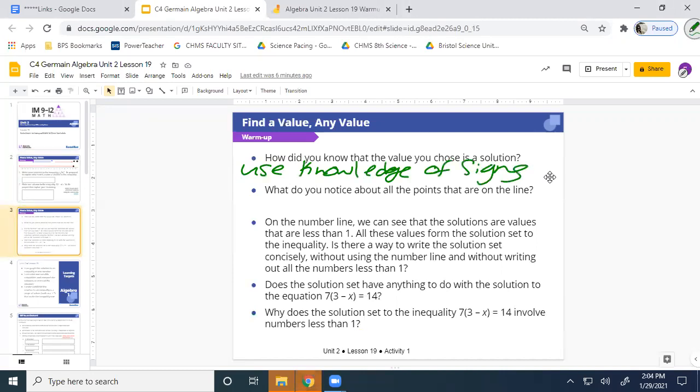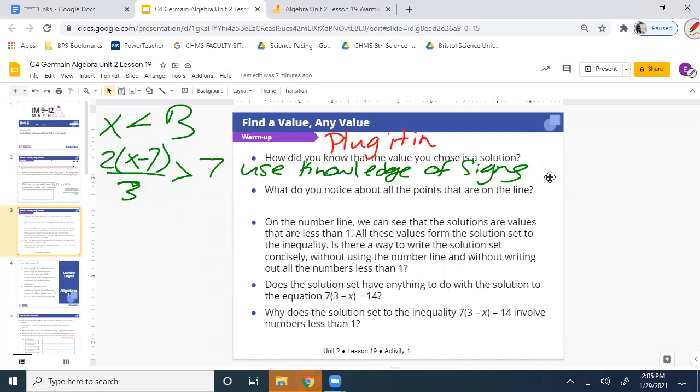So if you have a nice simple one, like x is less than 3, you could just use your knowledge: hey, it has to be less than 3, so any number smaller. But if you're given a big, complicated one, like 2 parentheses x minus 7, all over 3 is greater than 7, you can also plug it in and see if it's a true statement. So there's two ways that you can decide if it's a solution with inequalities. If it's simple, use your brain. If it's not, plug it in and solve. Is it a true statement?